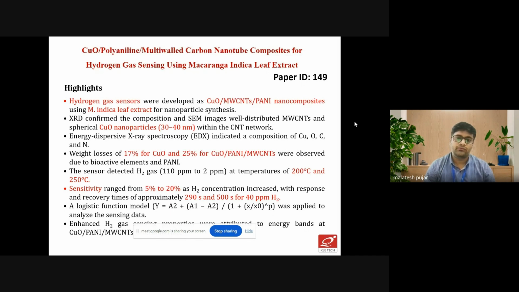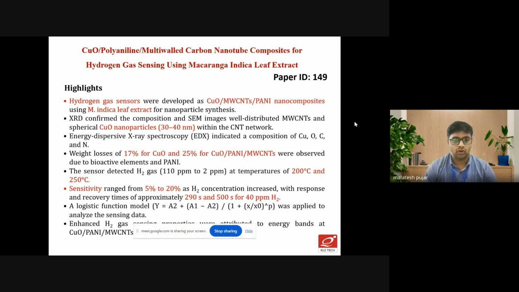In morphological studies, we studied the SEM, and there we observed a size of 30 to 40 nanometers for that composite, and we also confirmed that with XRD. In EDX, we checked whether the purity is up to the mark or not, and then we went for the thermal variations. There we observed a 17% and a 25% variation with respect to the copper oxide, and also with our synthesized composite.